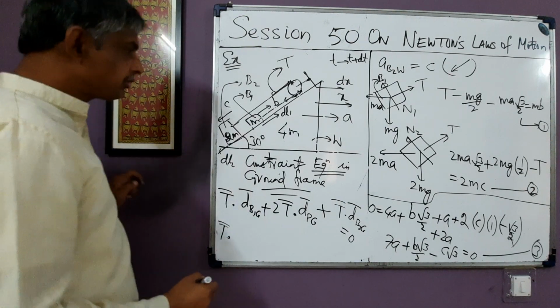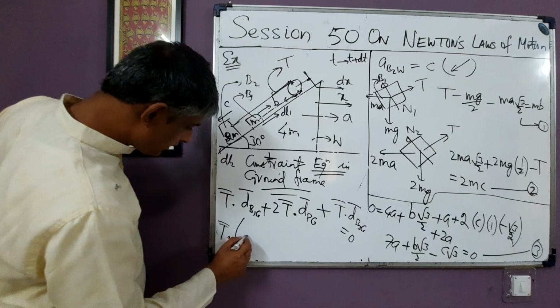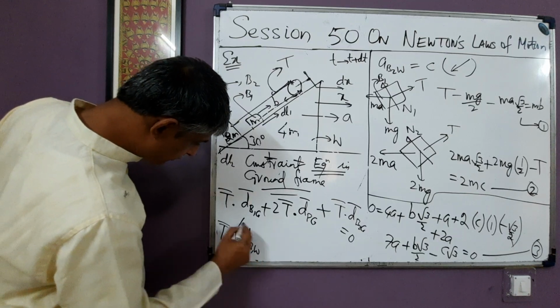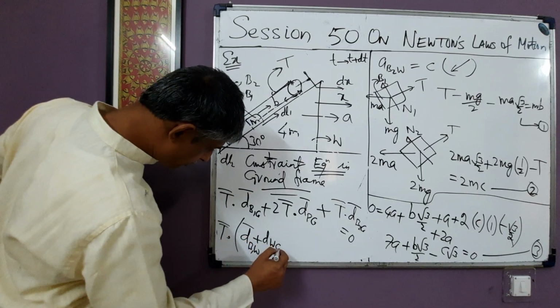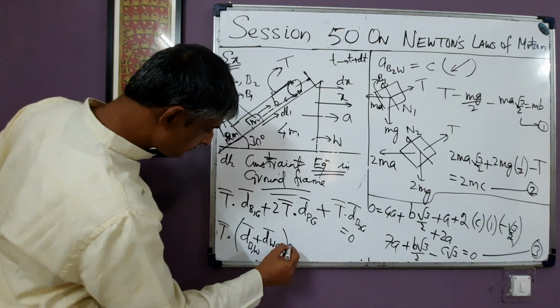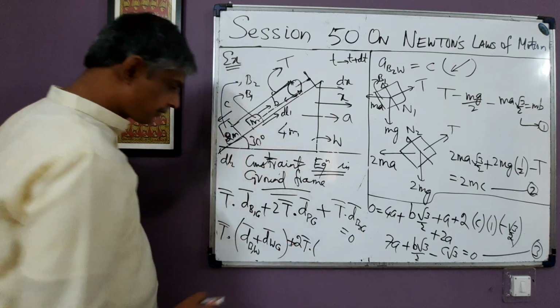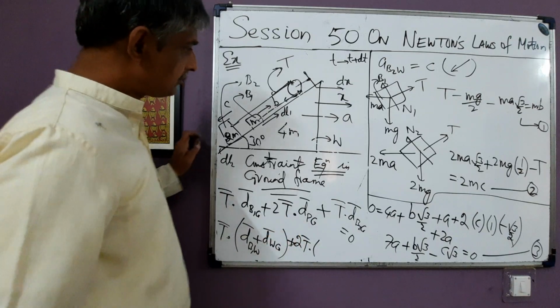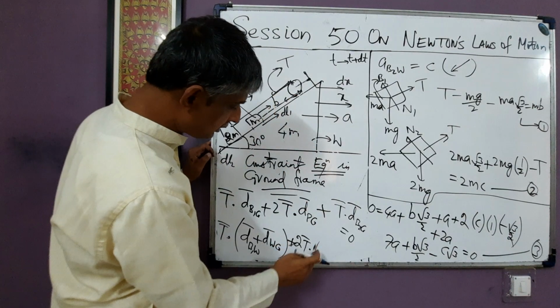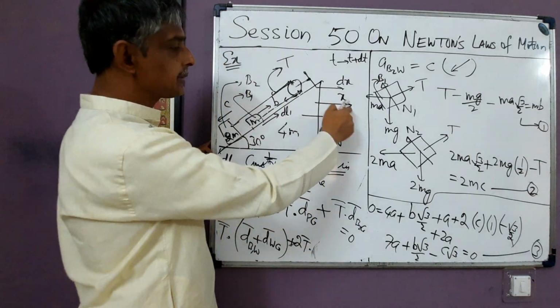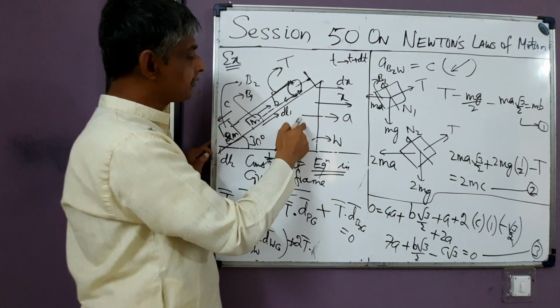Now what is dB1G, what do we write? That will be written as displacement of block B1 with respect to wedge plus displacement of wedge with respect to ground, plus 2T dot dPG, displacement of pulley with respect to ground. That is just the displacement of wedge with respect to ground, because the pulley is rigidly fixed to the wedge.